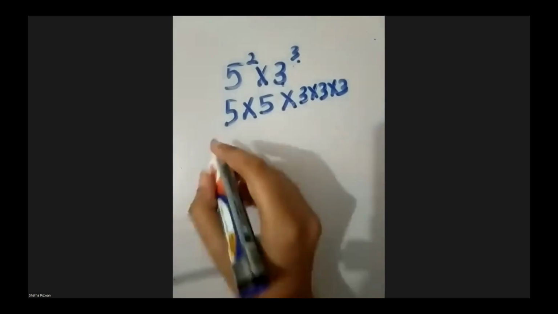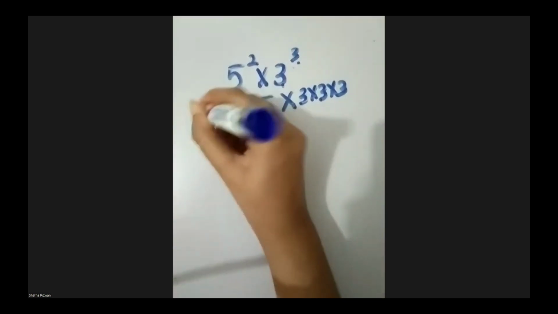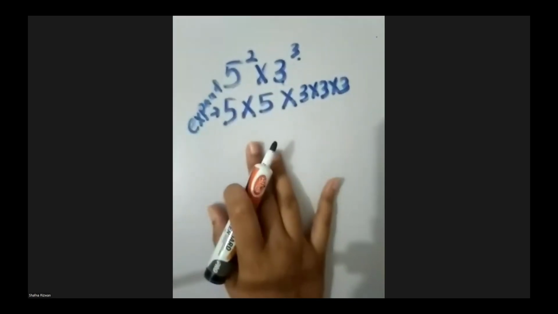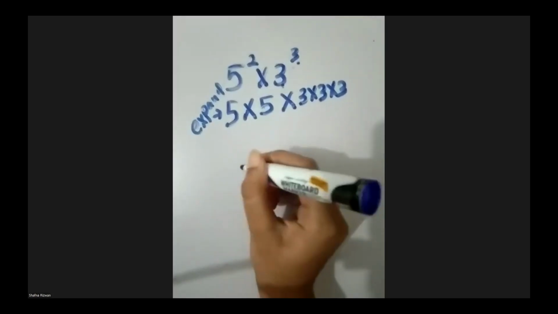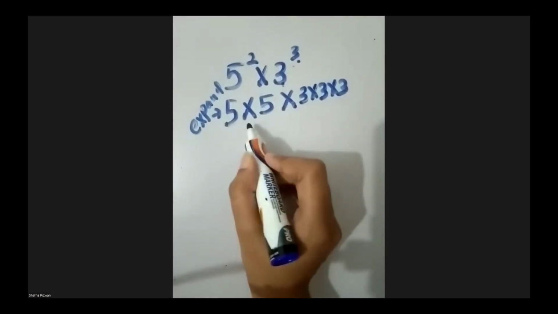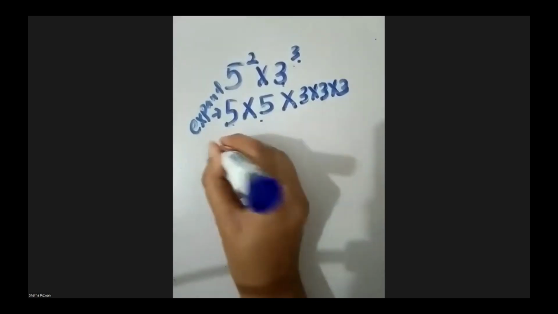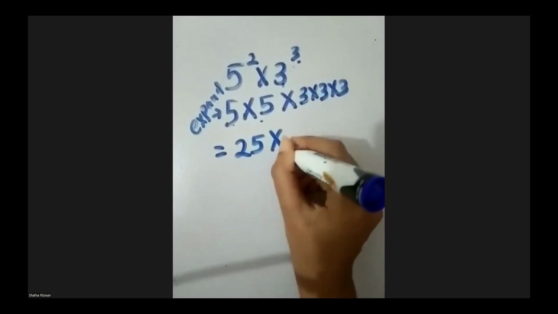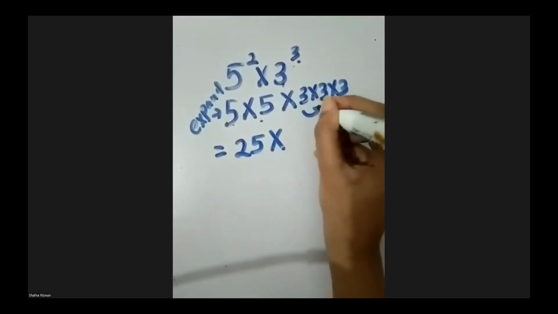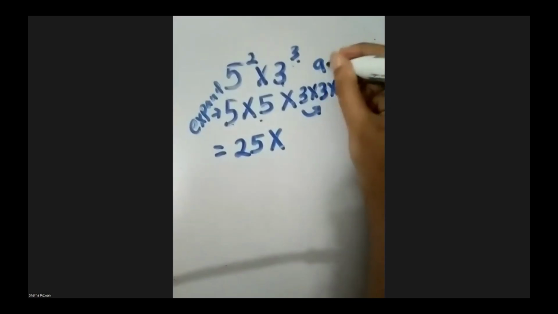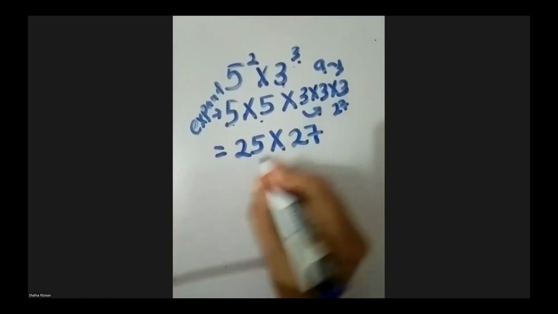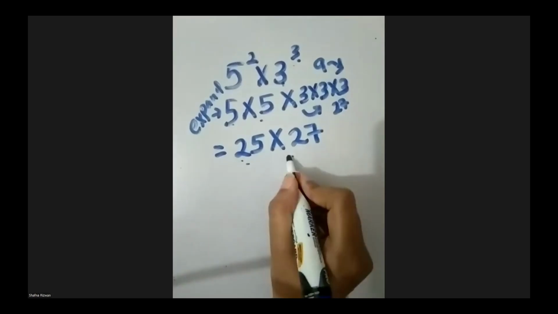Okay. Now you all have made this expanded. Now they are asking you to find the value of this. To find the value of this, multiply all of this. 5 multiplied by 5 is how much? That is 25. And keep this multiplication symbol. Now say 3 multiplied by 3, how much? 9. 9 multiplied by 3 is how much? 27. So what's the answer? 27.